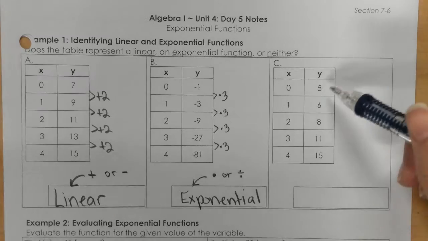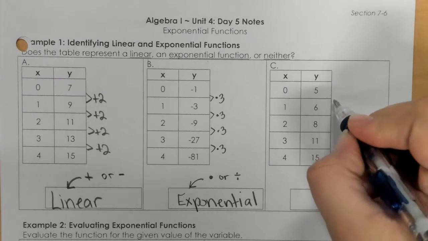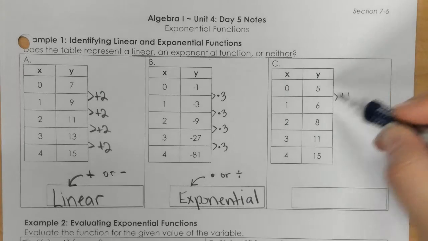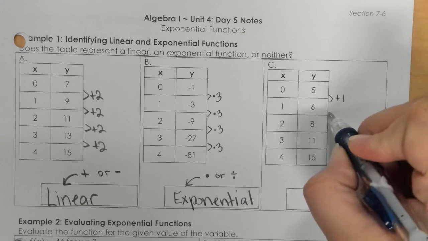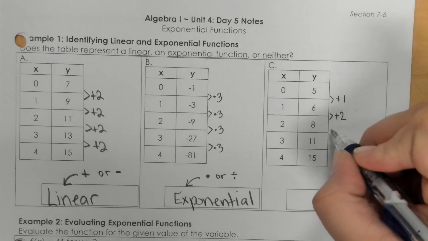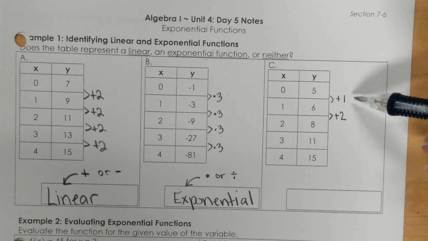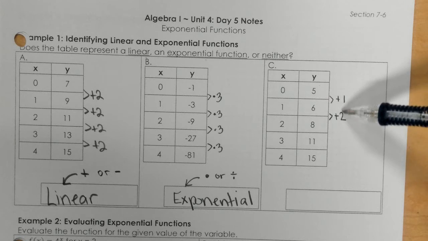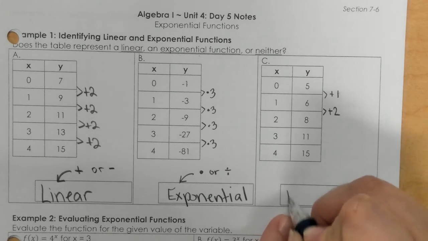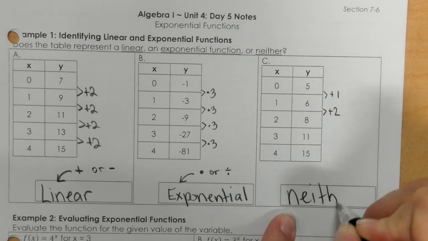Okay, here from 5 to 6, I can increase that by 1. I can't multiply 5 by anything to get 6. So then I check, okay, 6 to 8. That would be addition of 2. And I already know this is going to be neither because it has to be the same number if I'm adding or subtracting. So this would be neither of these.